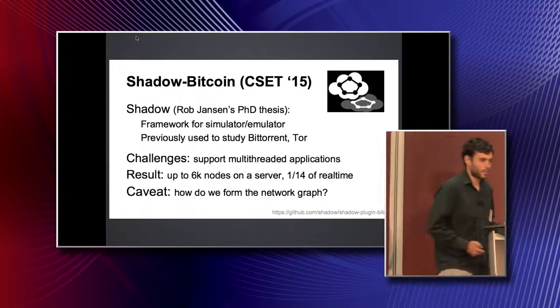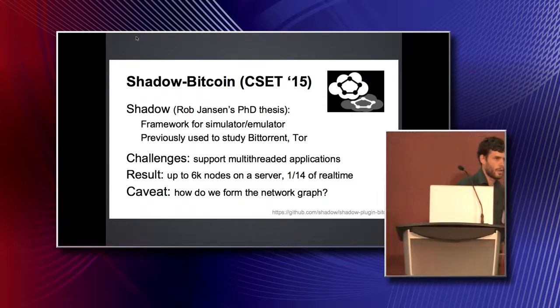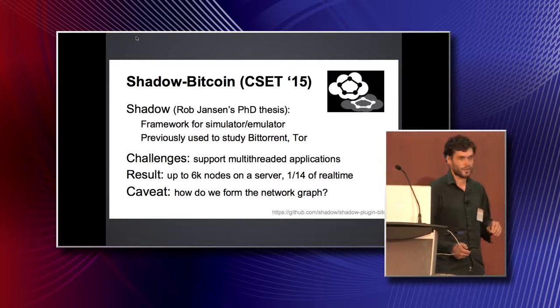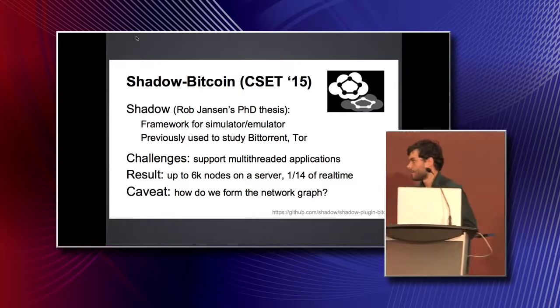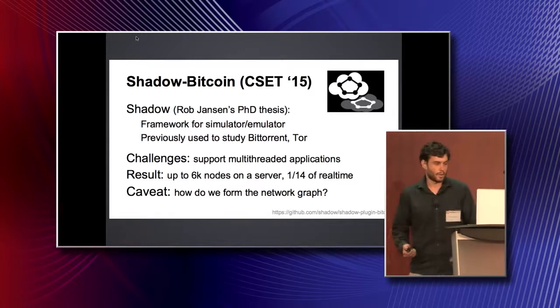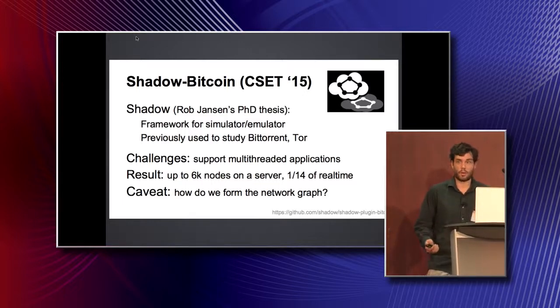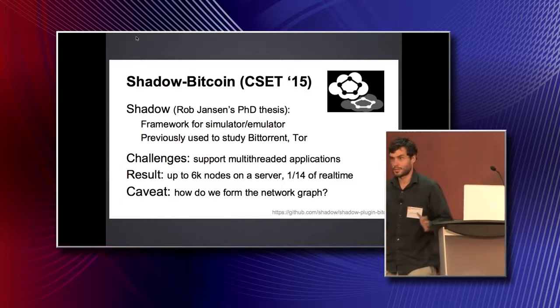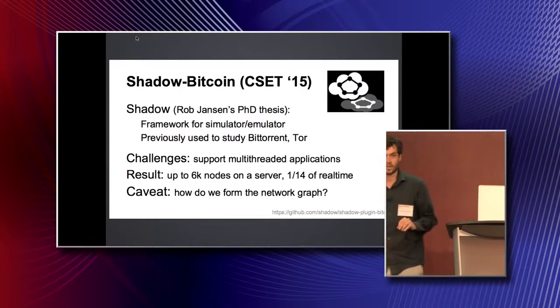And Bitcoin's architecture is actually really complicated. It has multiple threads. It has a combination of blocking and non-blocking I/O. So we had to re-architect Shadow to support it. But we achieved that. It works. We have this code, Shadow-Bitcoin, online. And what we're able to do is run simulated networks with up to 6,000 nodes using only 64 cores. As a result, this runs about 14 times slower than real time, but that's okay because all of the times are simulated anyway, so the fidelity of the network is fine.